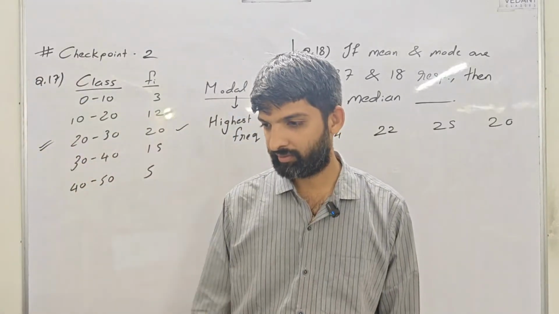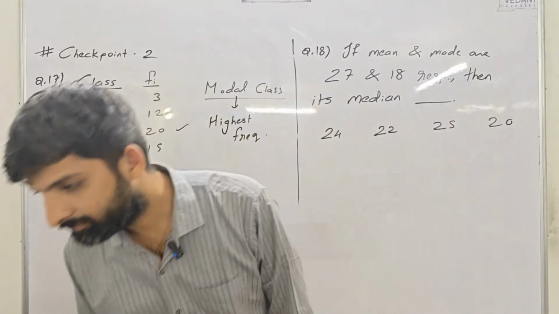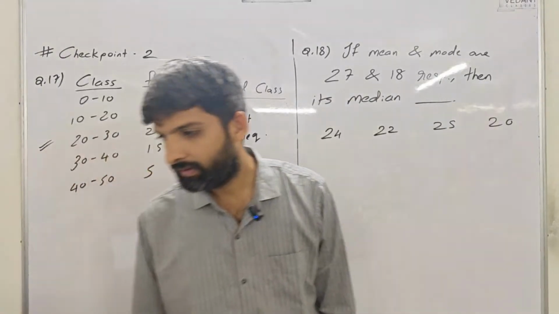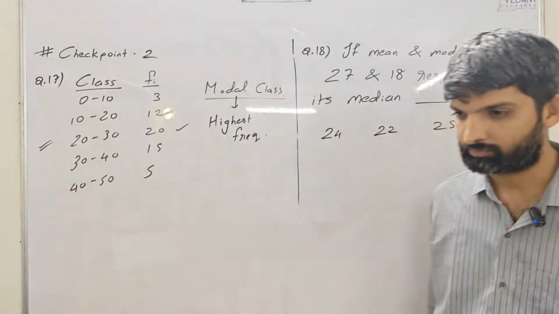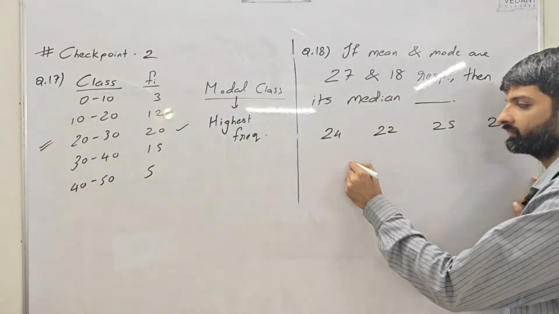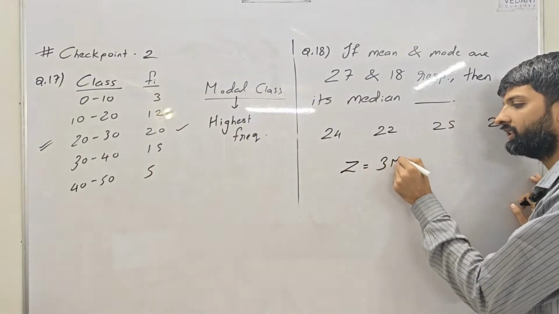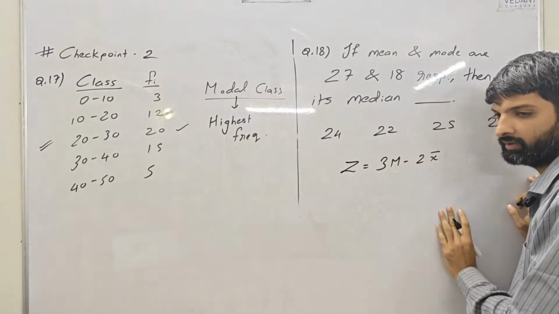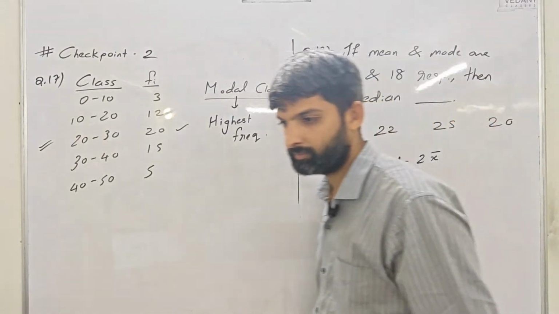Yes, hello, who is there? Daily cook. Okay, I'm giving you the formula. Z is equal to 3m minus 2x bar. This is the formula.